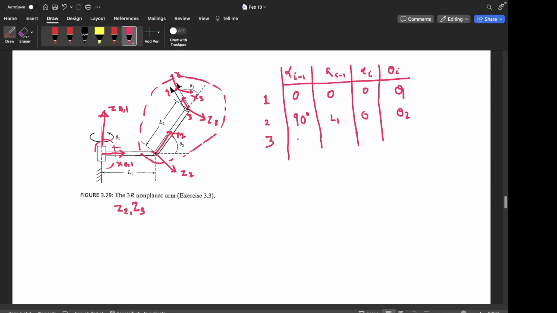Now again z2 and z3 are parallel, so the twist is back to 0. The distance between them is L2. There is no prismatic joint, and x3 is theta 3 angle from x2. So this completes the DH table very quickly.